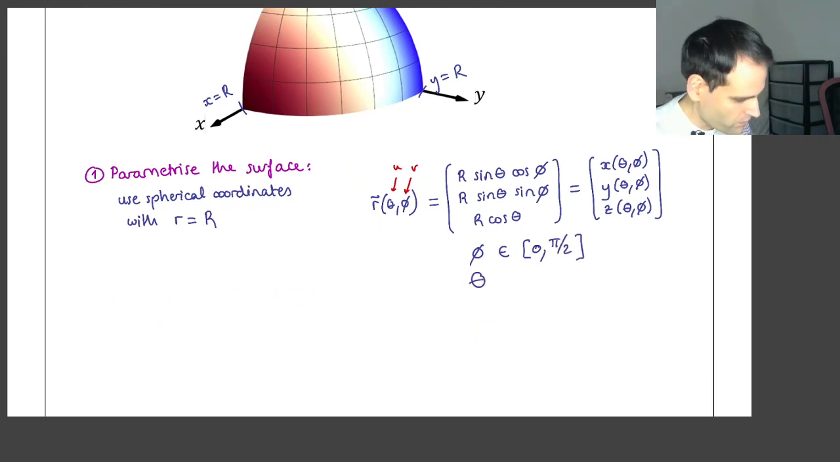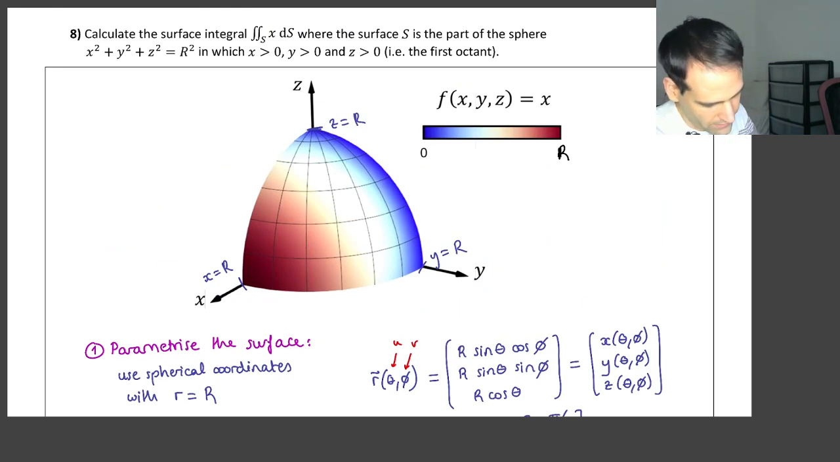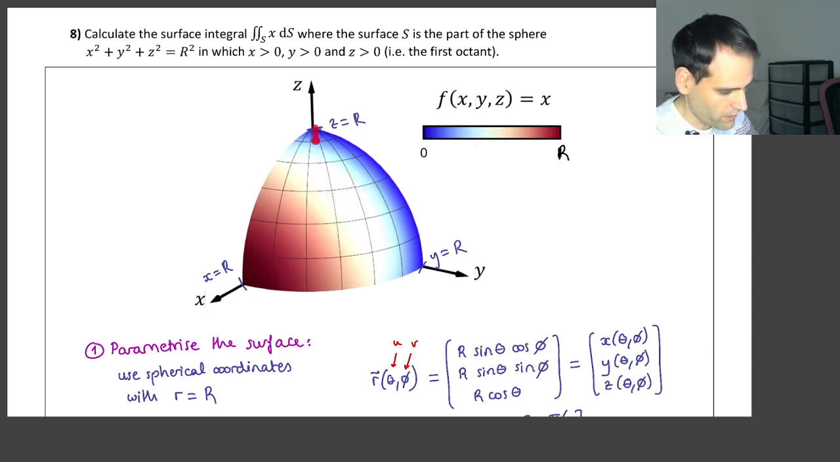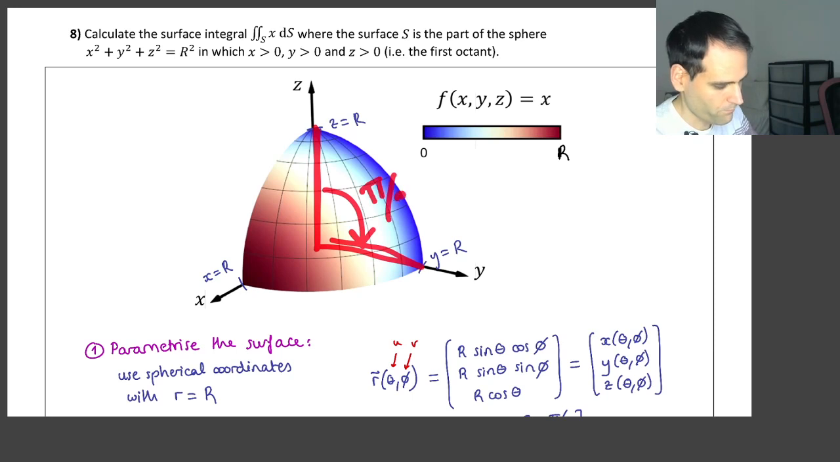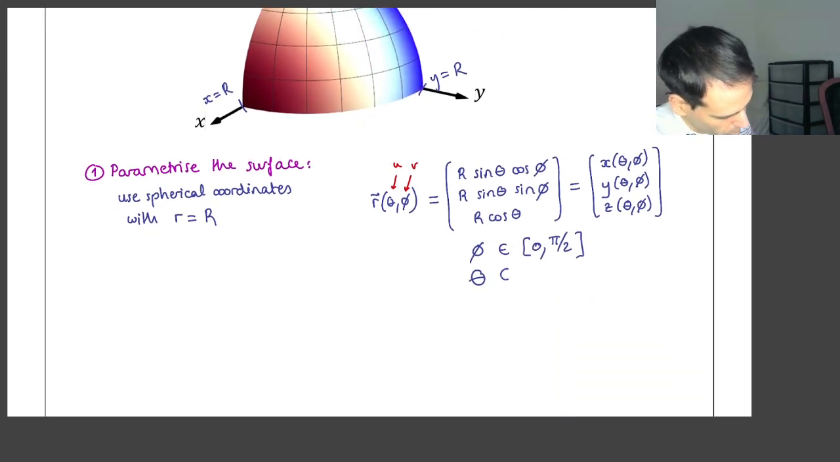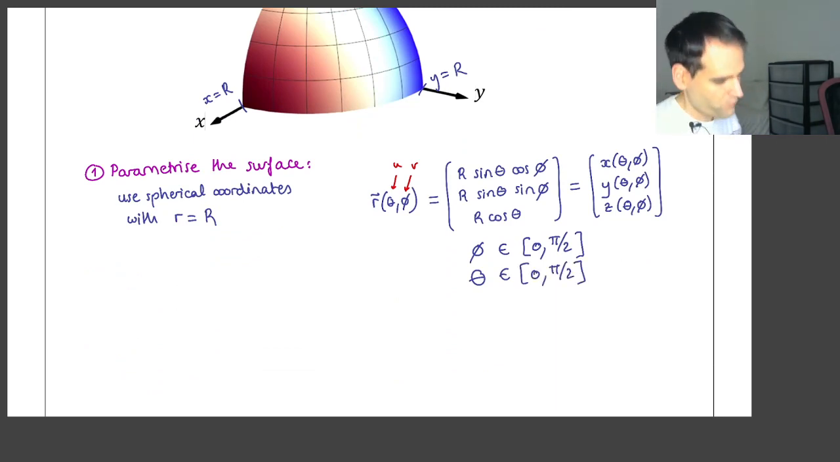What about theta? Theta is the angle with the z-axis. For example, at this point we have the z-axis and the vector joining the origin with this point. So this angle is theta. Clearly this angle is changing between 0 and pi halves. So that's why it's very important to write the limits of the two parameters. That's step 1 finished.